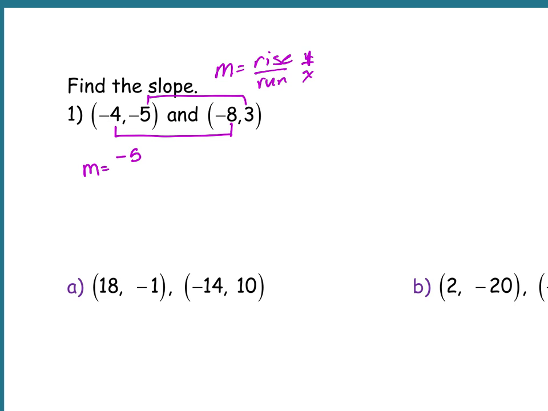So negative 5 minus 3. And whichever one I start with on the top, I have to start with that one on the bottom. So that would be negative 4 minus a negative 8. So what's negative 5 minus 3? Negative 8. Beautiful. And what's negative 4 minus a negative 8? 4. So negative 8 divided by 4? Negative 2. Beautiful. Questions? All we're doing is adding and subtracting right now. Not too bad? Okay. Can I go to the next one?